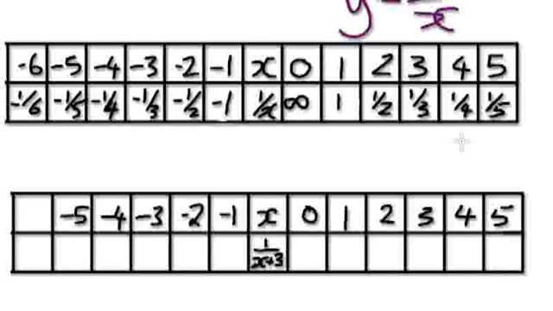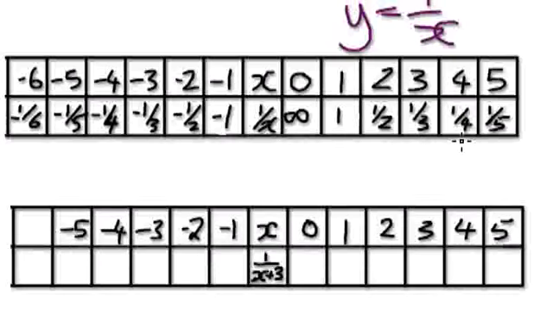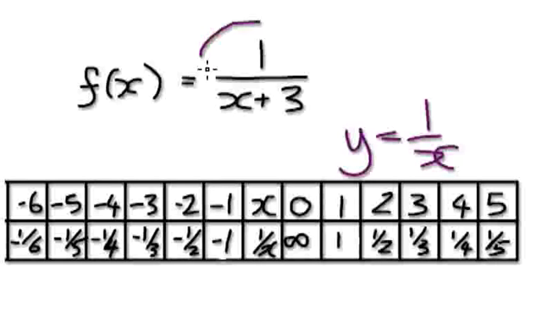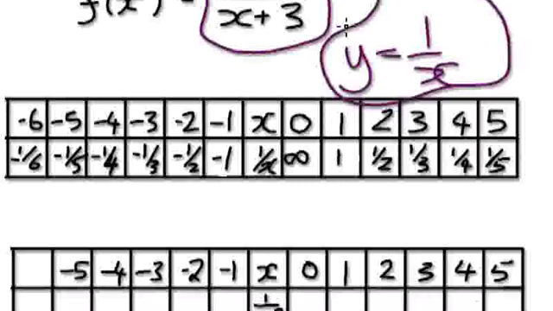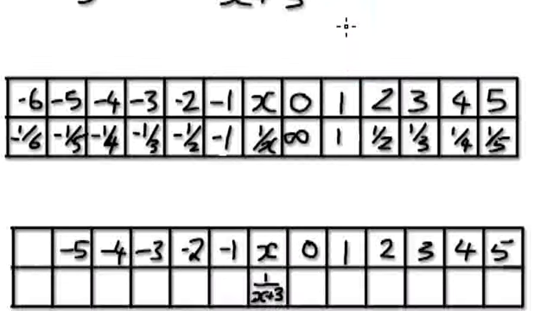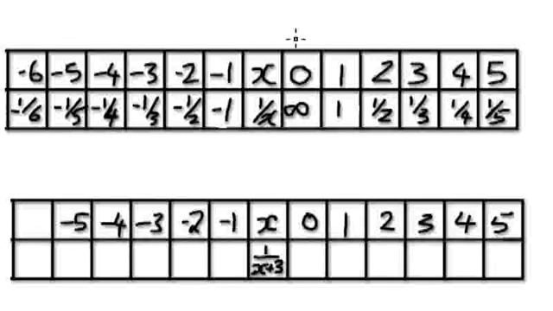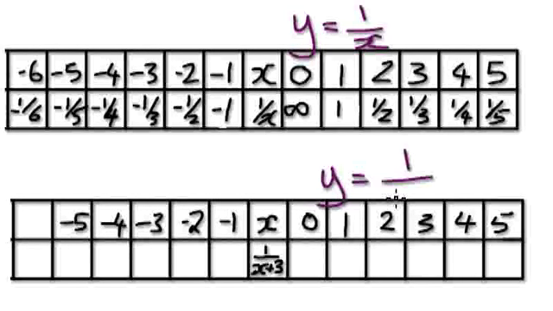Now, for us to try and understand this, we first look at this table here. Now we are going to look at this one here. So this top table is y equals 1 over x. This bottom one, you can think of it as 1 over y equals 1 over x plus 3.